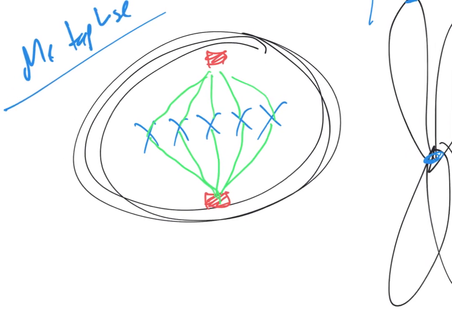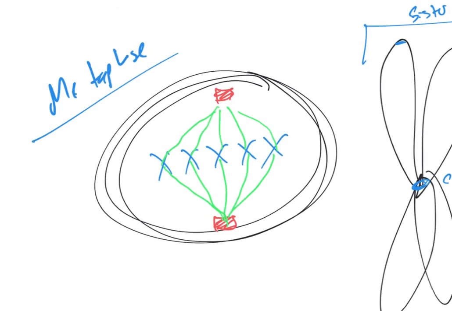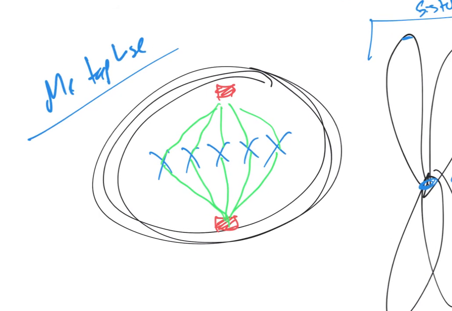So one more time. Who are my actors? Nuclear membrane, chromosomes, centrioles, spindle, right? So in metaphase, the centrioles are at opposite ends. The spindle fibers are fully formed, and they are moving the chromosomes around the cell. The chromosomes are lined up along the equator.